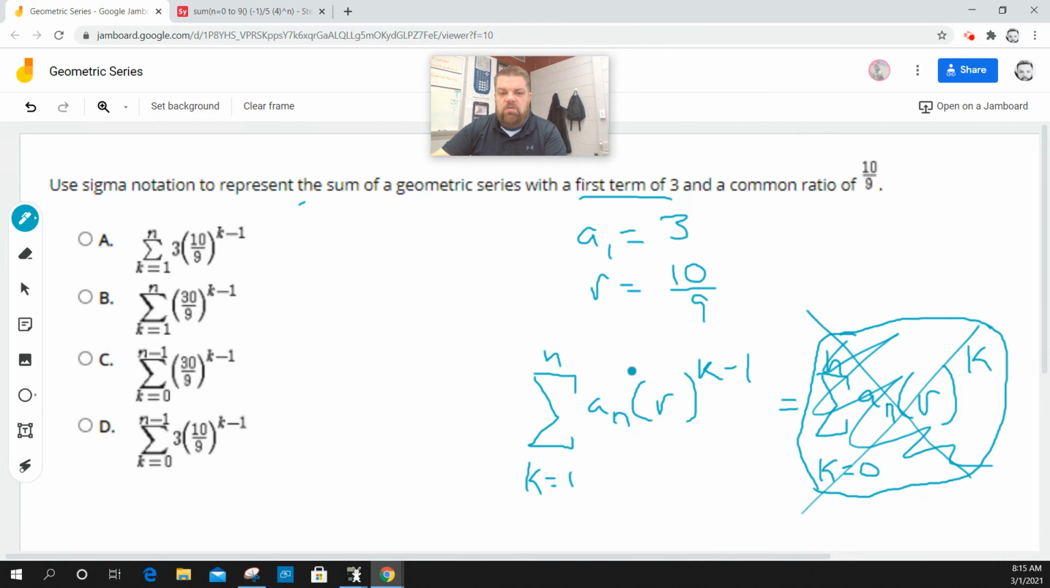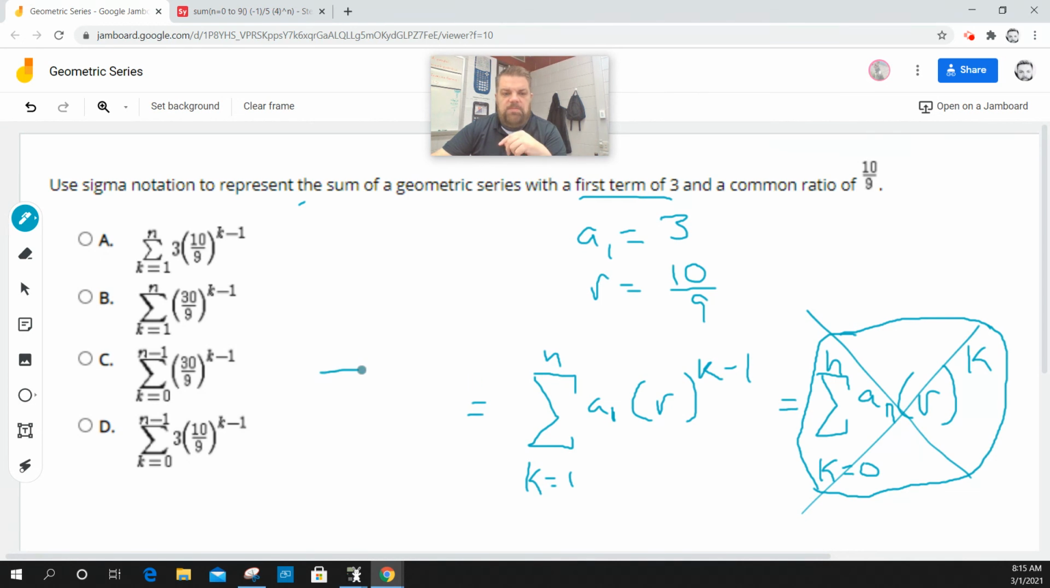So this is the formula. Oh, actually, it's not a, my bad. This is just a1. Okay. So anyways, which one is that?